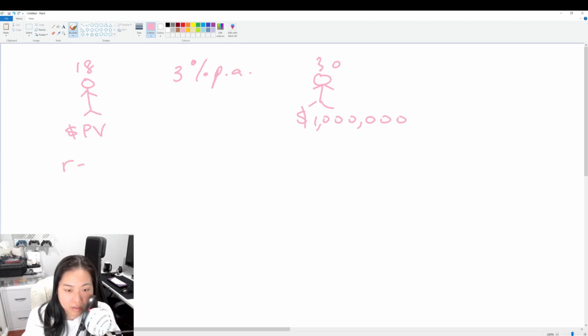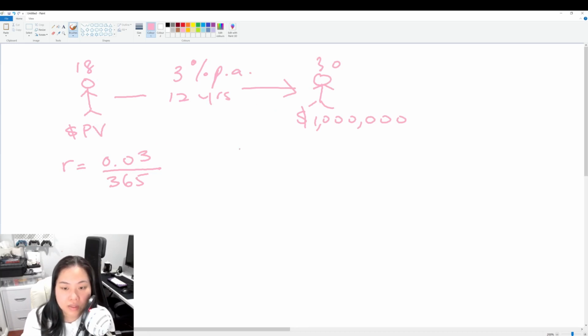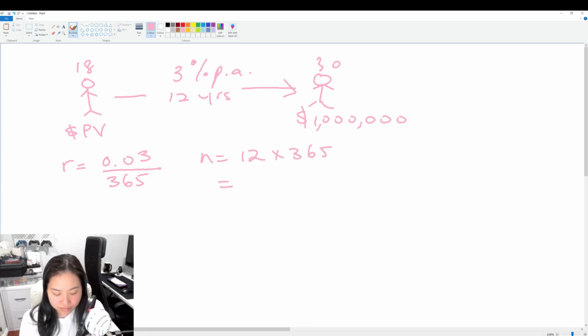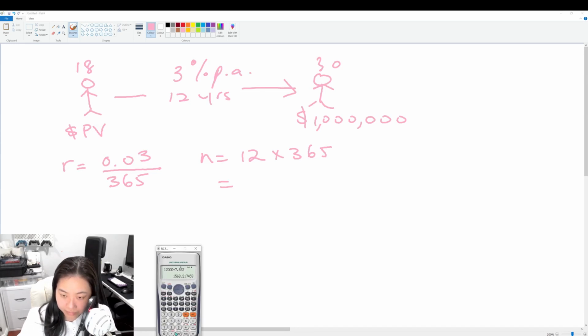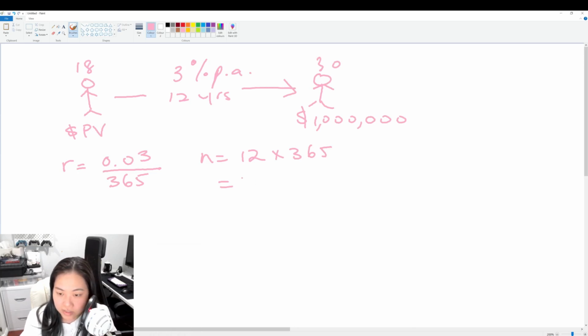daily. We know that the interest rate is 0.03 divided by 365 days so that we can accrue this on a daily basis. And how many times does this interest rate get applied between the time you're 18 till you're 30? Well, it is 12 years to get from 18 to 30. And within that 12 years, there are 365 days to accrue interest. Therefore, the interest is going to accrue 4,380 times.